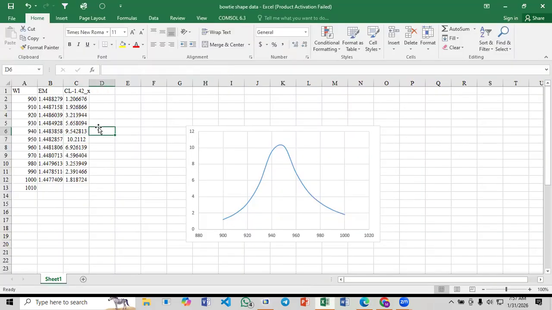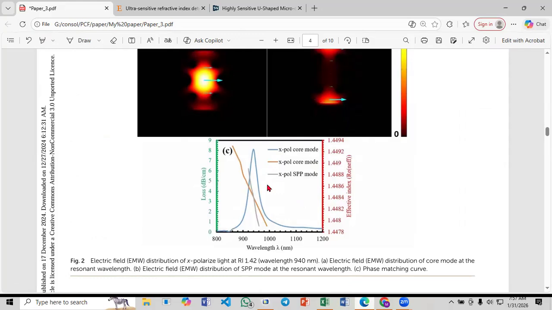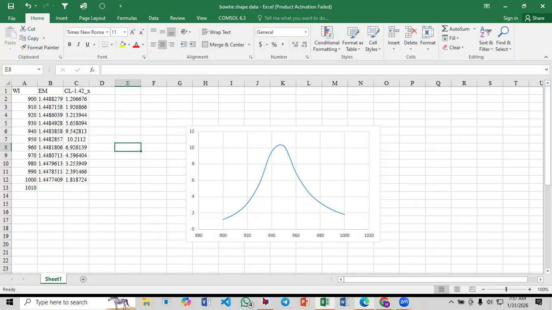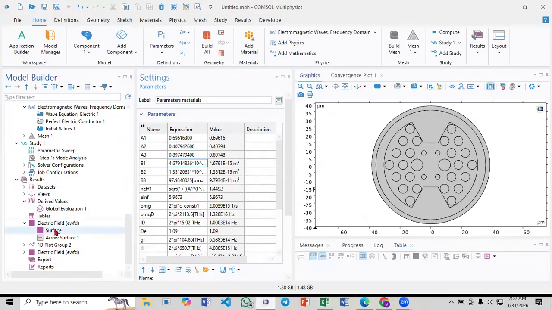Another thing I can mention is that in this paper they only mention the Y polarized light, but they didn't mention the X polarized light. But you can calculate the value of the other polarized light as well.